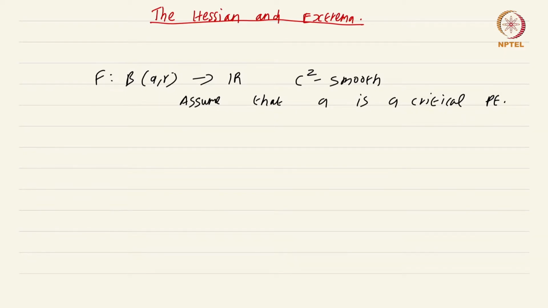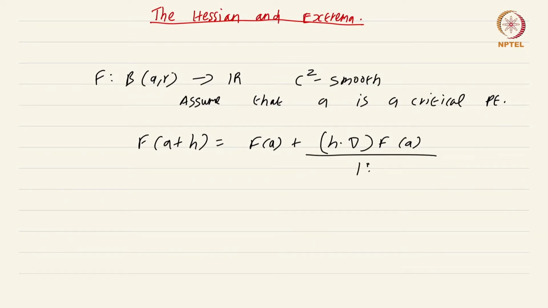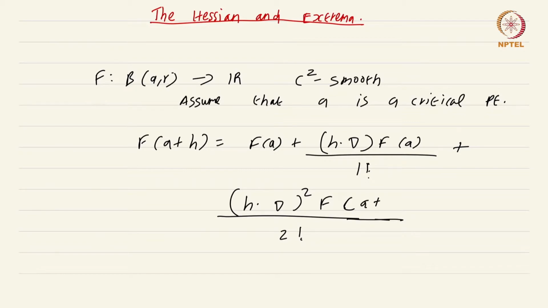a. We already know that for points near a, we can write f of a plus h is f of a plus h dot grad f at a divided by 1 factorial, which is just 1 of course, plus h dot grad squared f at a by 2 factorial. And here I cannot just put a, this is actually going to be that error term. I'm using Taylor's theorem with the remainder. So I can only say a plus t naught h, where t naught is in (0, 1). So this is what Taylor's theorem would tell me.